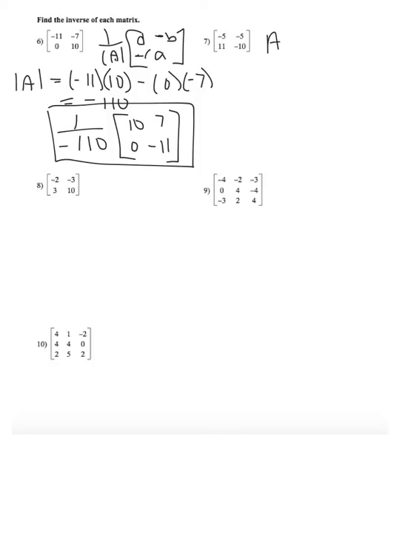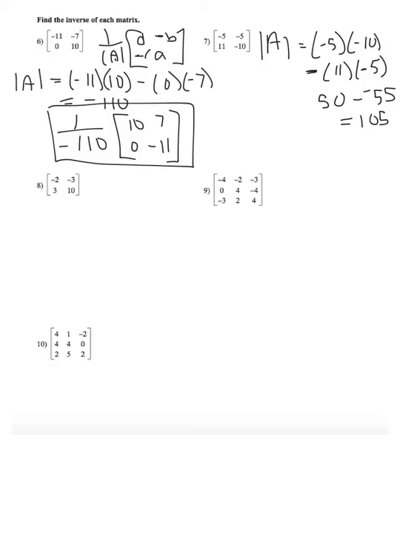Number 7, the determinant. Okay, negative 5 times negative 10 minus 11 times negative 5. So I've got 50 minus negative 55, so 105. So it's going to be 1 over 105 times the matrix. Switch these two, so negative 10 and negative 5, and then negate those two, so negative 11 and positive 5.